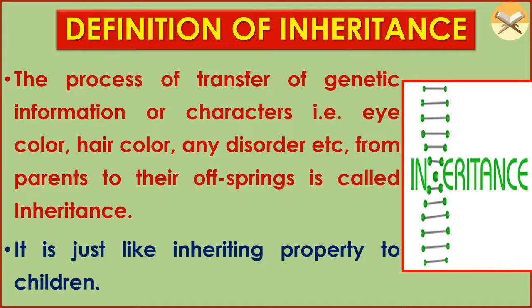So either it is a good character or a bad character, they must be transmitted from their parents to their offspring, and it is called inheritance. It is just like inheriting property by children. Just as children get a part in the property of their parents, in the same way they also get a part in the characteristics of their parents, either these characteristics are good or bad.